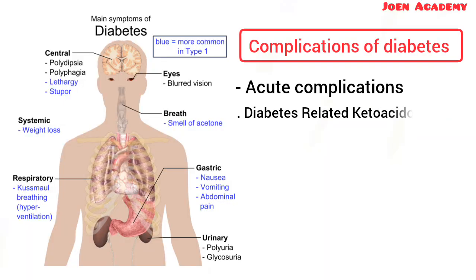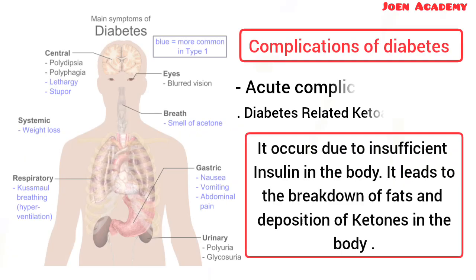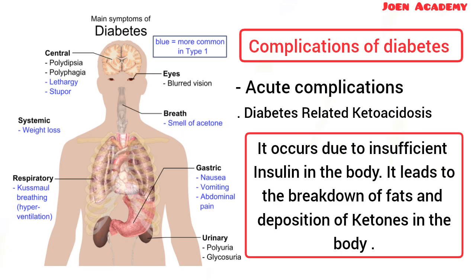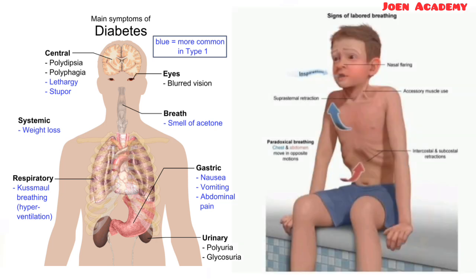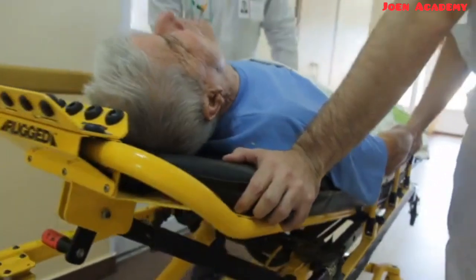For diabetes-related ketoacidosis, this complication mainly affects people with type 1 diabetes. It happens when the body does not have enough insulin. If the body does not have enough insulin, it can't use glucose for energy, so it then breaks down fat instead. This process eventually releases substances called ketones, which then make the blood acidic. This brings about labored breathing, vomiting, and loss of consciousness. Diabetes-related ketoacidosis requires immediate medical treatment.